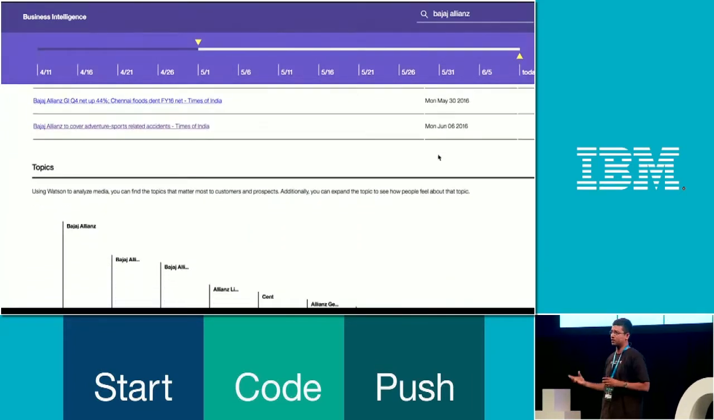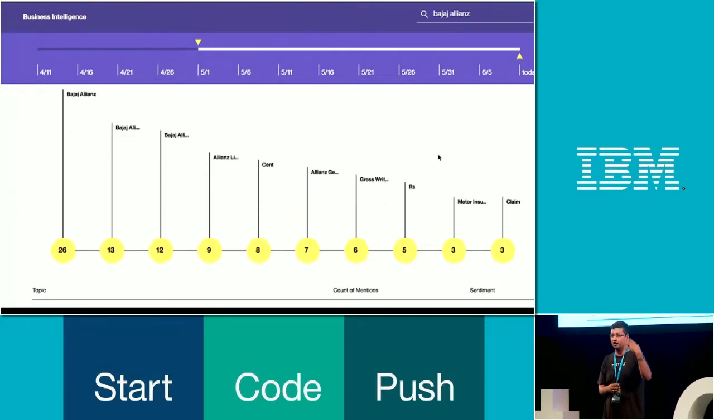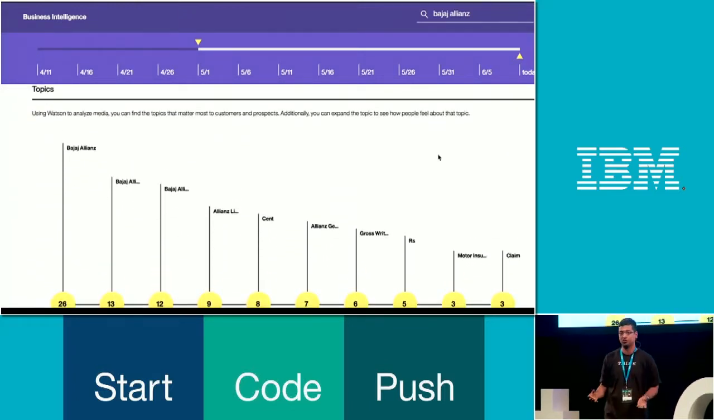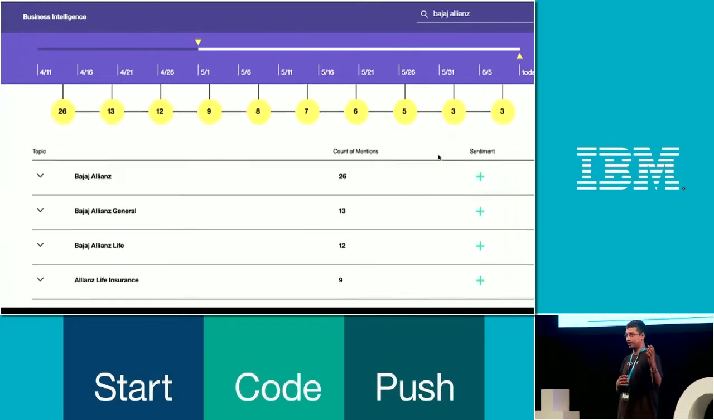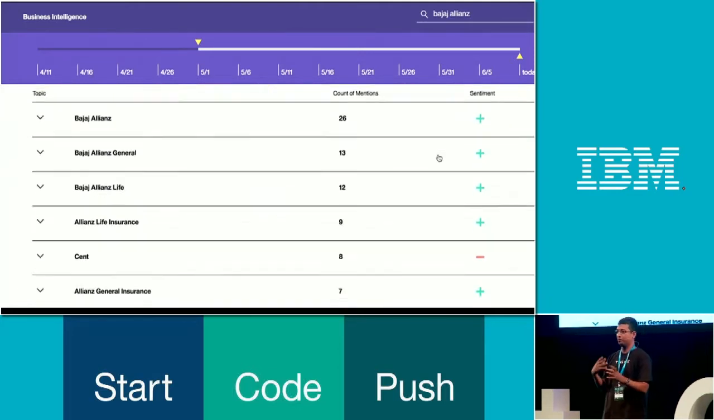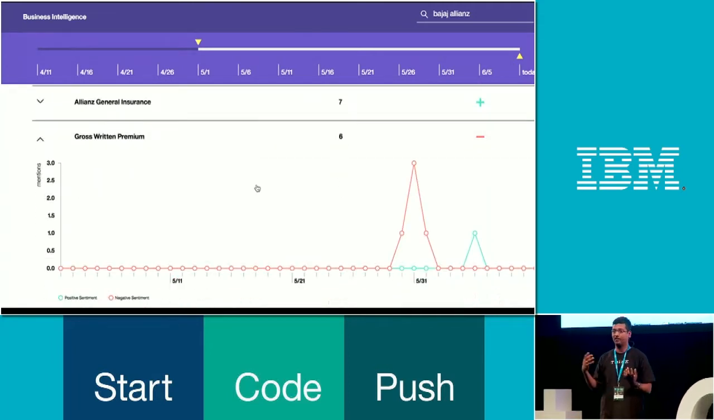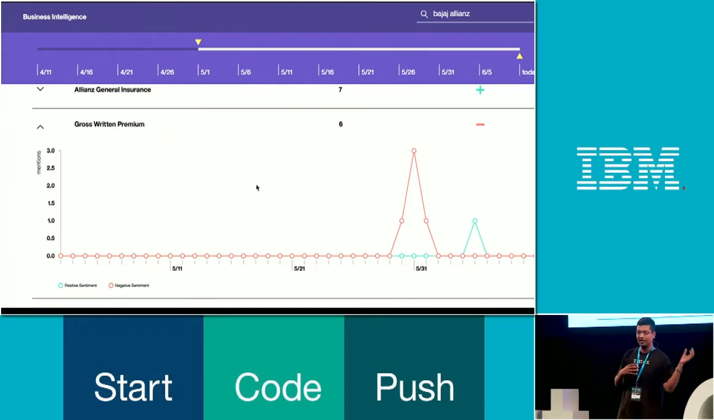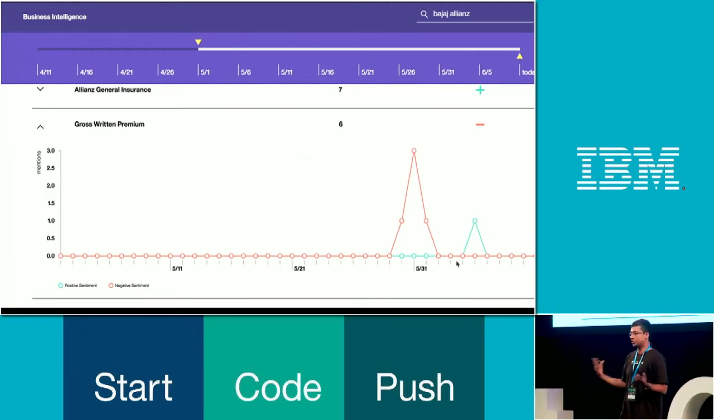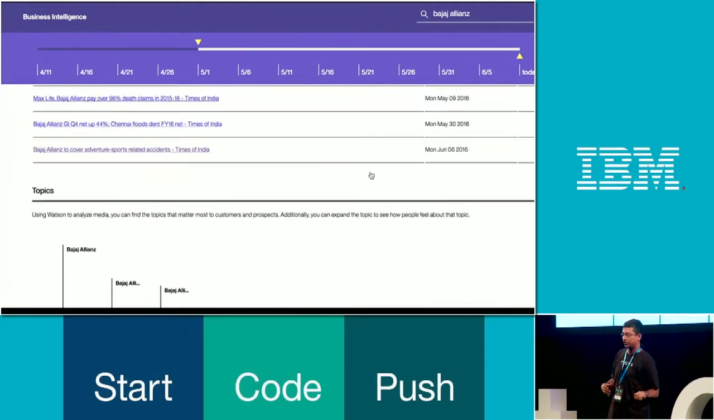The next thing that she can look at in this application is the various topics that are being discussed by her customers and by the news media. For every topic, it provides how frequently people are talking about that topic and what the sentiment of each of those topics is. So she can now focus on the topics which have negative sentiments, and also look at the timeline of when people are talking positively about it versus when they are talking negatively about it.